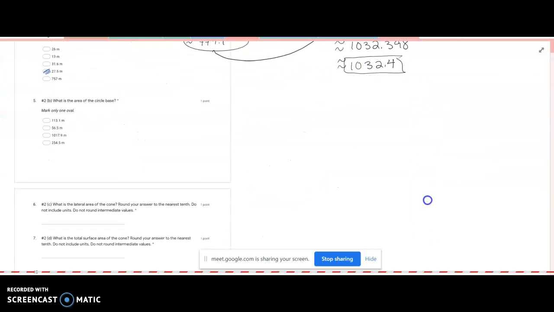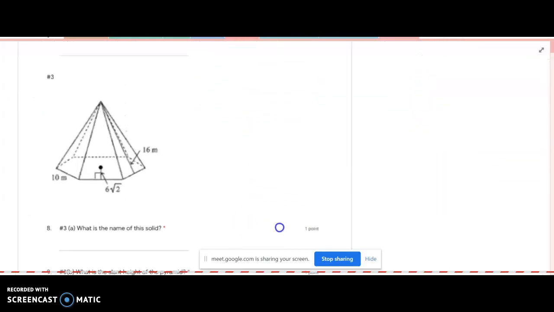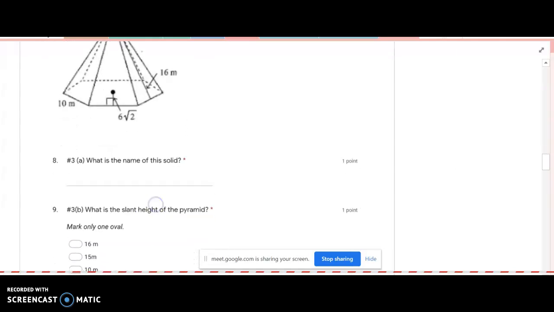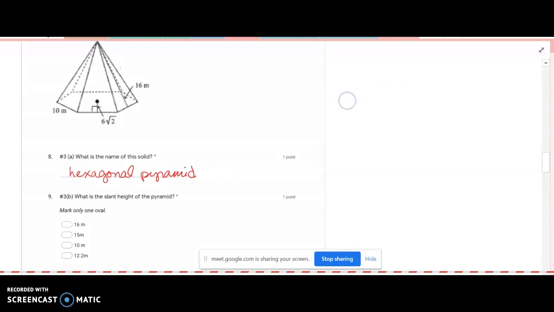All right, then let's go on to number 3. This one was super hard because just that darn area of the base gets everybody. So first of all, this is called a hexagonal pyramid. Okay, so what is the slant height of the pyramid? The slant height was given to us. That was this number here.